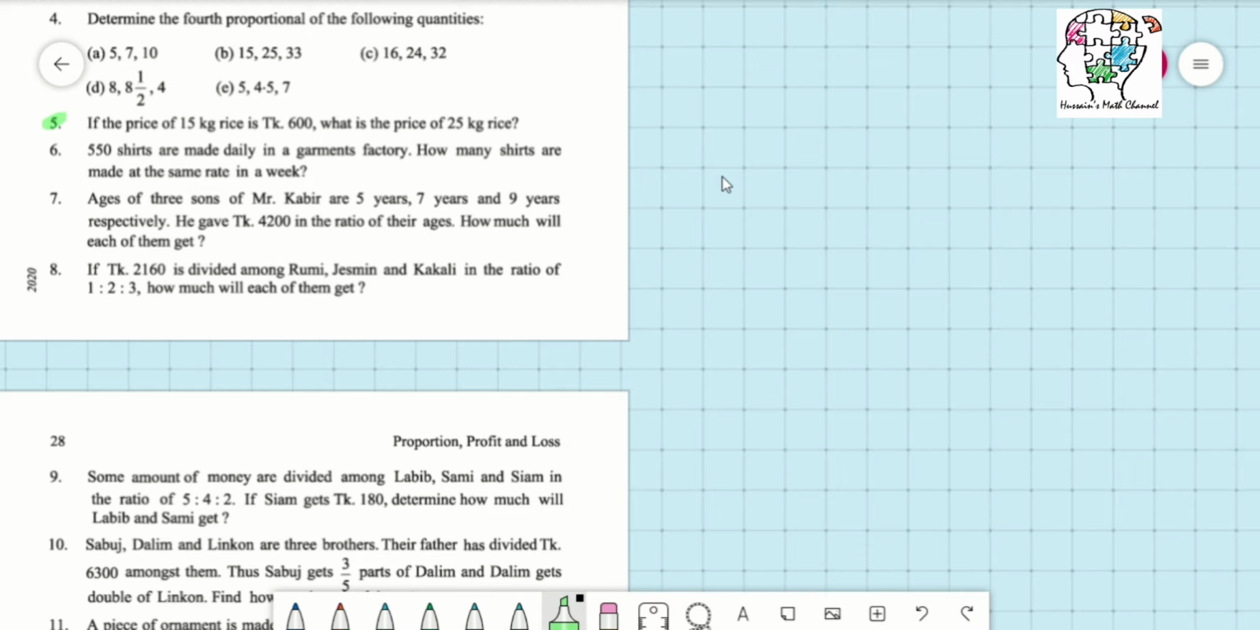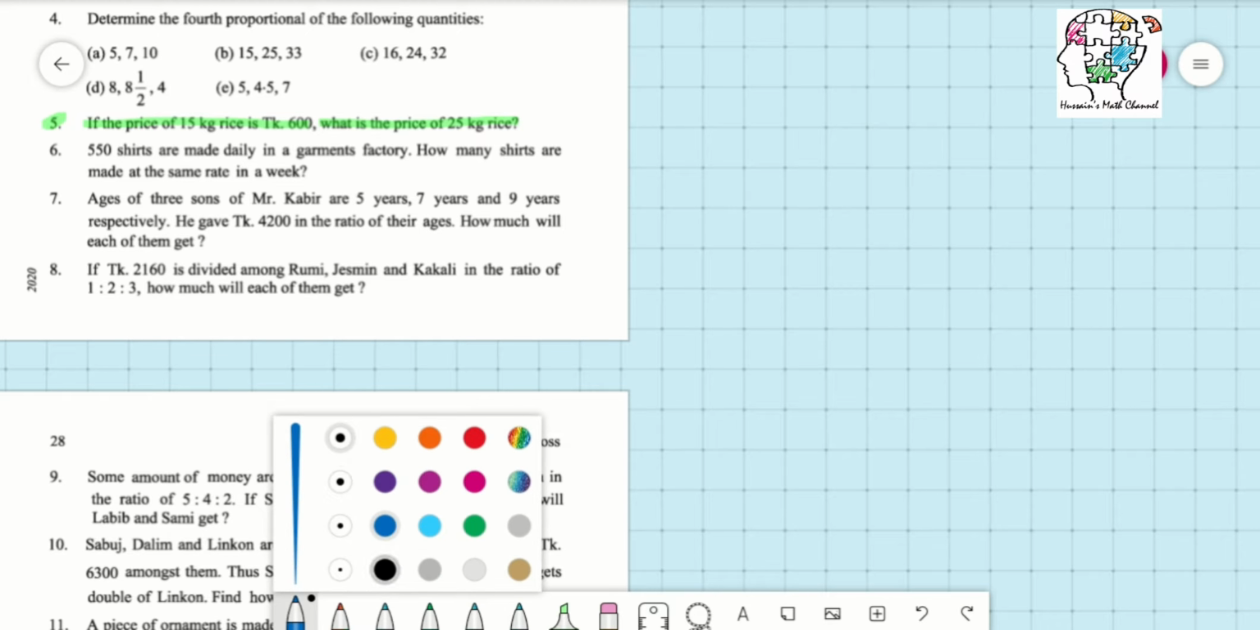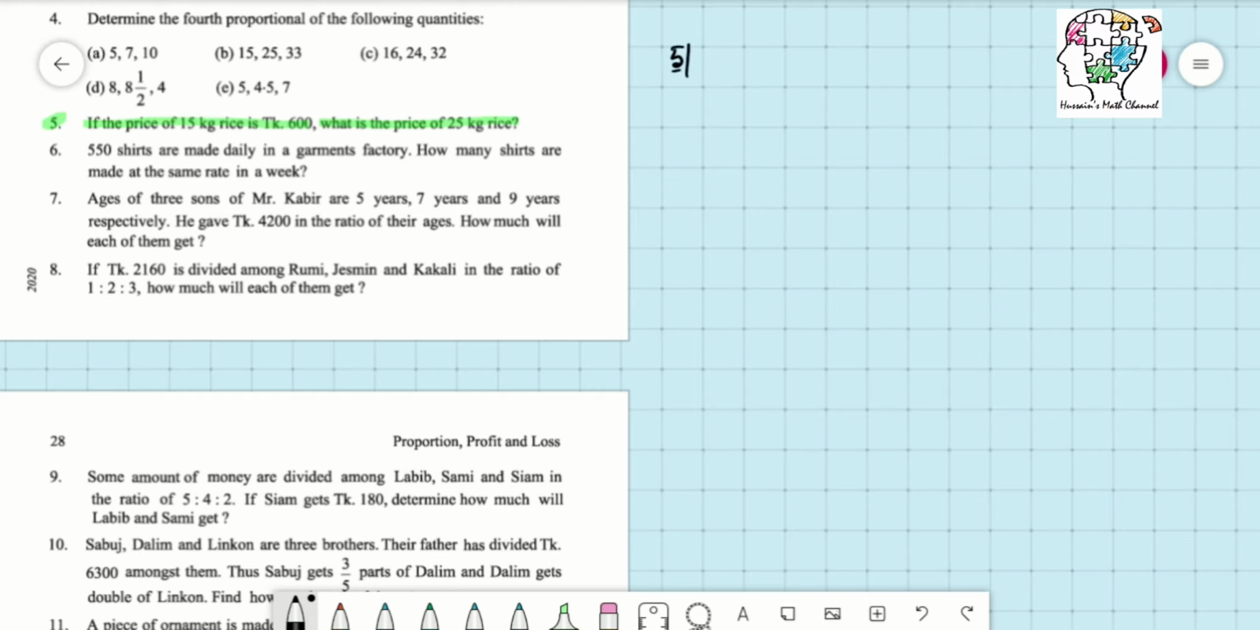Question number 5 asks, if the price of 15 kg rice is taka 600, what is the price of 25 kg rice? Yes, you can think of the unitary method, but in this chapter we will not do the unitary method because this is proportional type math, and we will do proportional division or the fourth quantity with the help of the rule of 3. So how can we solve this one? Let's start. Question 5 solution.